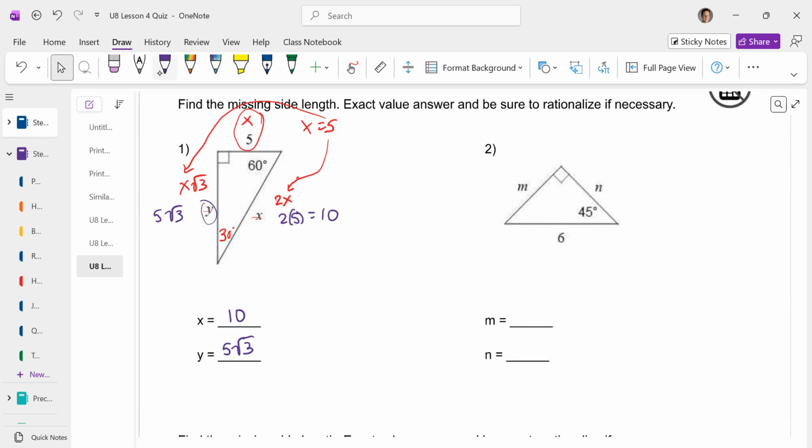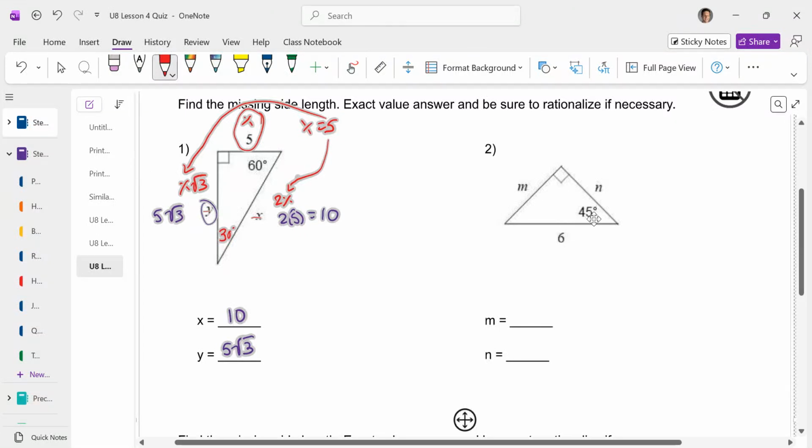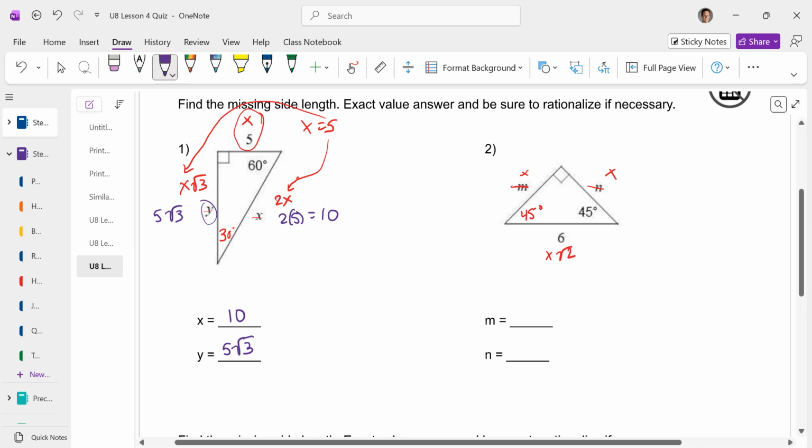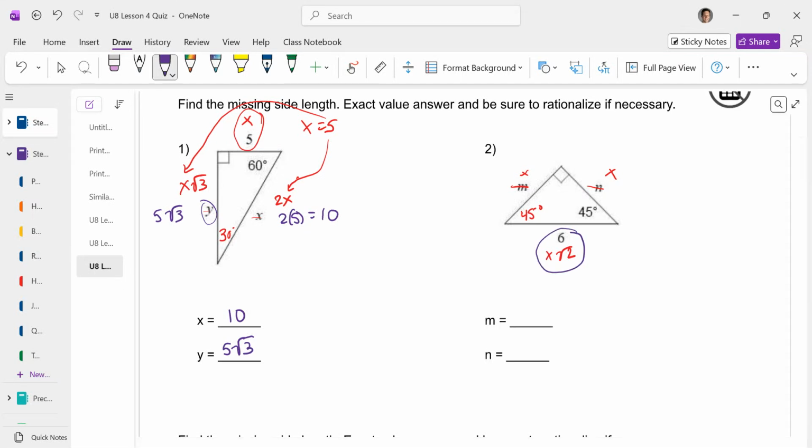This one's a little trickier. It is a different type of special right triangle. This is a 45, 45, 90. And if you remember, we call this x, x, x root 2. Same thing as last time, I identify the side that I know the actual length. So I know 6 is the hypotenuse. I'll set it equal to my variable expression. So 6 is equal to x times root 2.